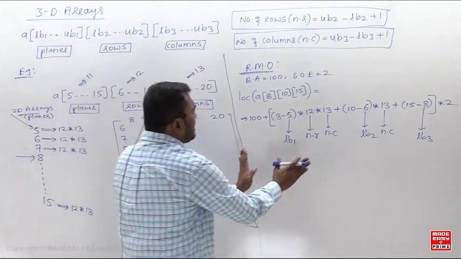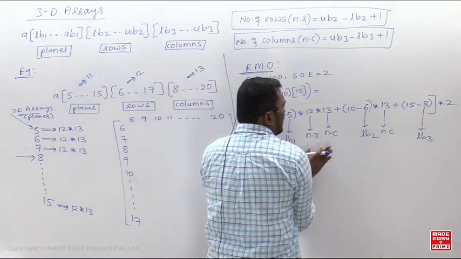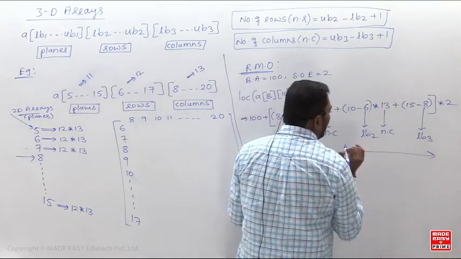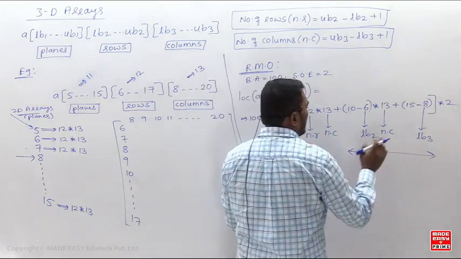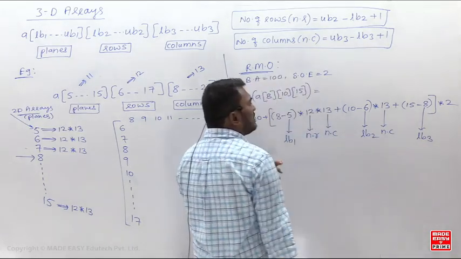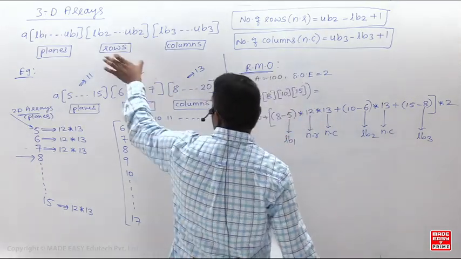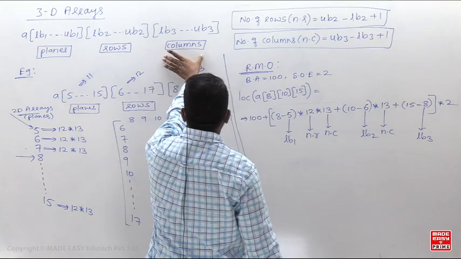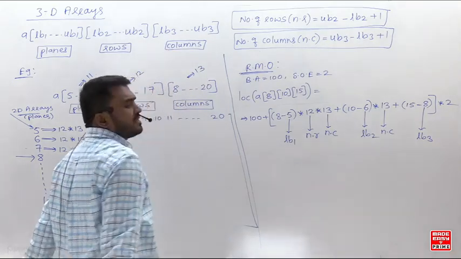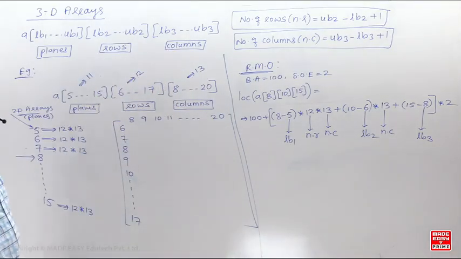Remember, only this thing is coming extra. This is the old one only. Nothing new here. But the only thing is, here rows means lower bound 2, columns means lower bound 3. So this is representing rows and this is representing columns. Is this clear? So find out the value.